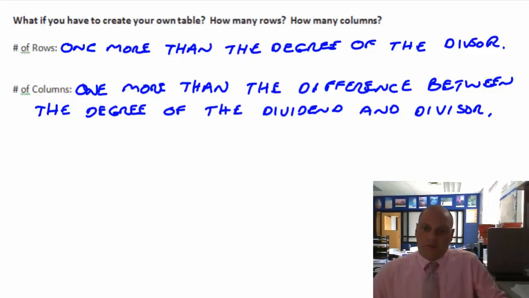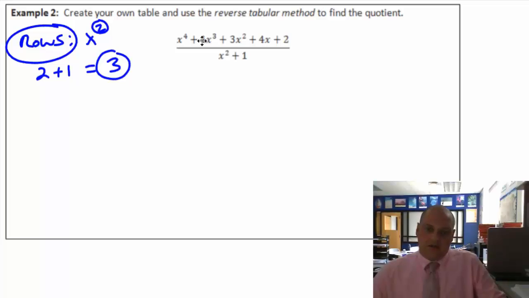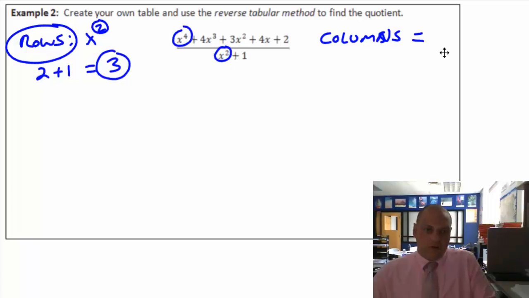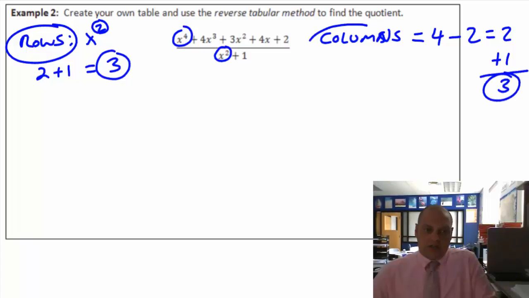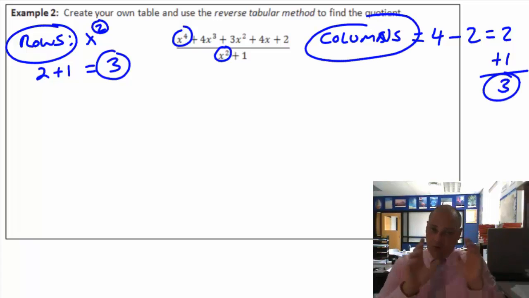So for the number of columns, you have to take the dividend into consideration. For the number of columns, we have to use the degree of the dividend and the degree of the divisor both. So 4 and 2, 4 minus 2, the difference, is 2, and then add 1 and you get 3. So you're going to need 3 columns as well, but for a different reason.